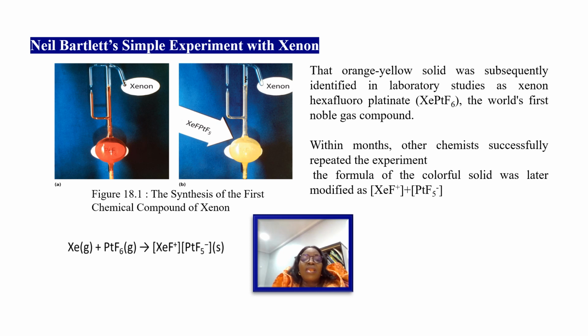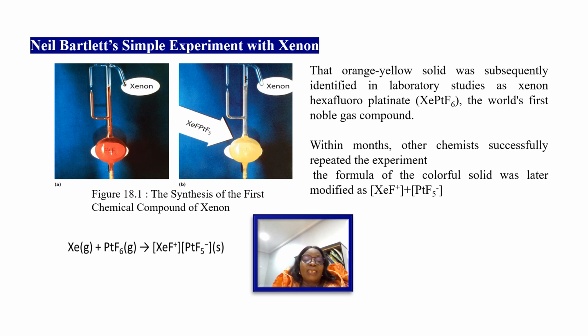He mixed colorless xenon gas with platinum hexafluoride vapor, and he obtained a yellow-orange crystal. He was excited. He was certain that the orange-yellow solid was the world's first noble gas compound. But how will he convince others? Because every person believed that these elements don't react.